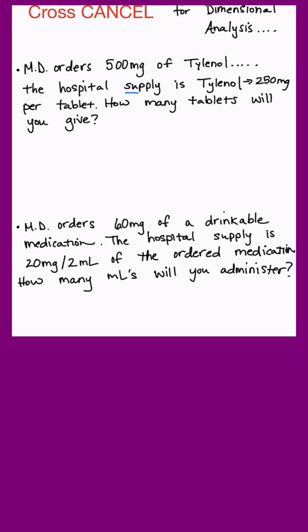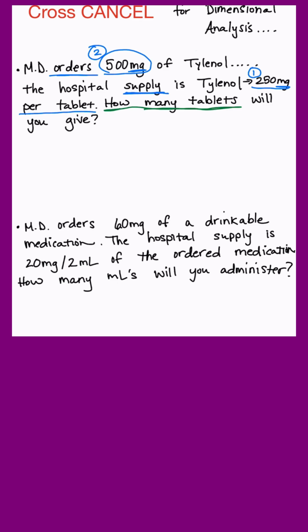But we're given two quantities, our supply and our order. Here I made them match milligrams to milligrams, but that's not always going to be the case. But we're told on hand we have 250 milligrams per tablet, and our order is 500 milligrams. So we have our first given quantity and our second given quantity. The other thing we need to determine is our unit of measure. What do we need to end up with? The question says, how many tablets will you give?